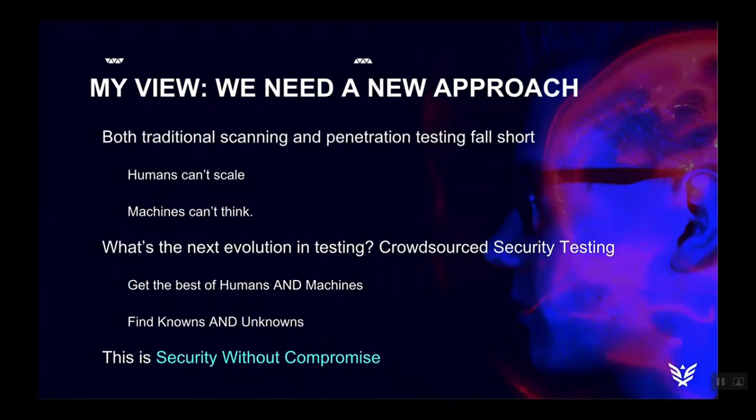Traditional scanning is highly automated, and there are a lot of failures in how many people can actually address the information overload. So humans definitely can't scale. There's not enough budget to hire thousands of people to go through the hundreds of thousands of events that are generated by scanners. Then the other thing is machines can't think, right?